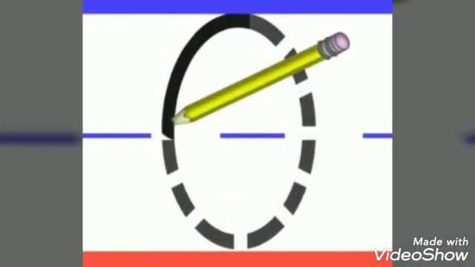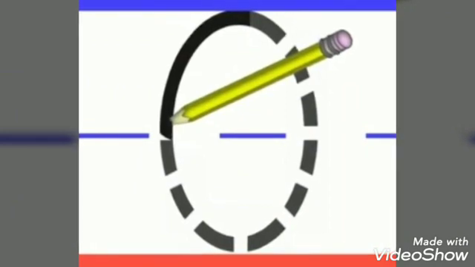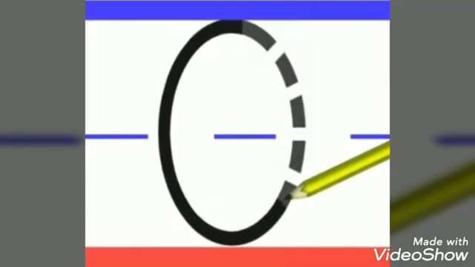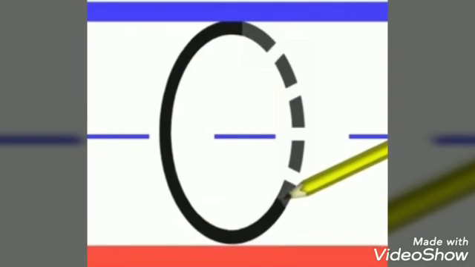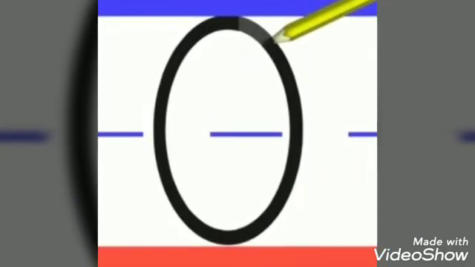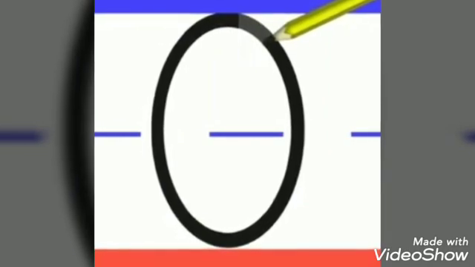First, you have to make a curve line coming down. Then, by curving only, you have to go up and you have to make an oval shape. This is your capital O for orange.